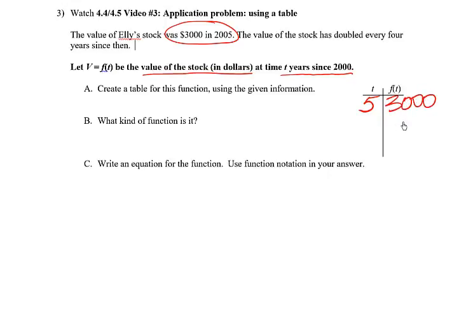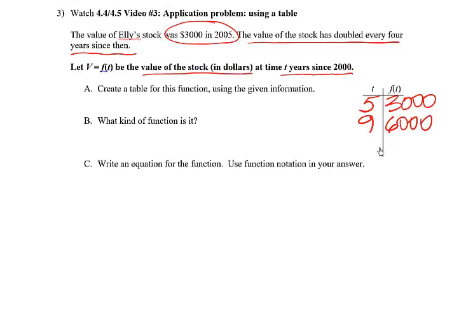As far as filling in other entries in the table, I just need to read carefully. This other part says that every 4 years that went by, the value of her stock doubled. So the only way I'm going to come up with another point is to go 4 years into the future. 4 years past 2005 would be 2009. In other words, t equals 9. And the money, well, the stock used to be worth 3,000. Now it's doubled. That just means times 2. So that would be 6,000.